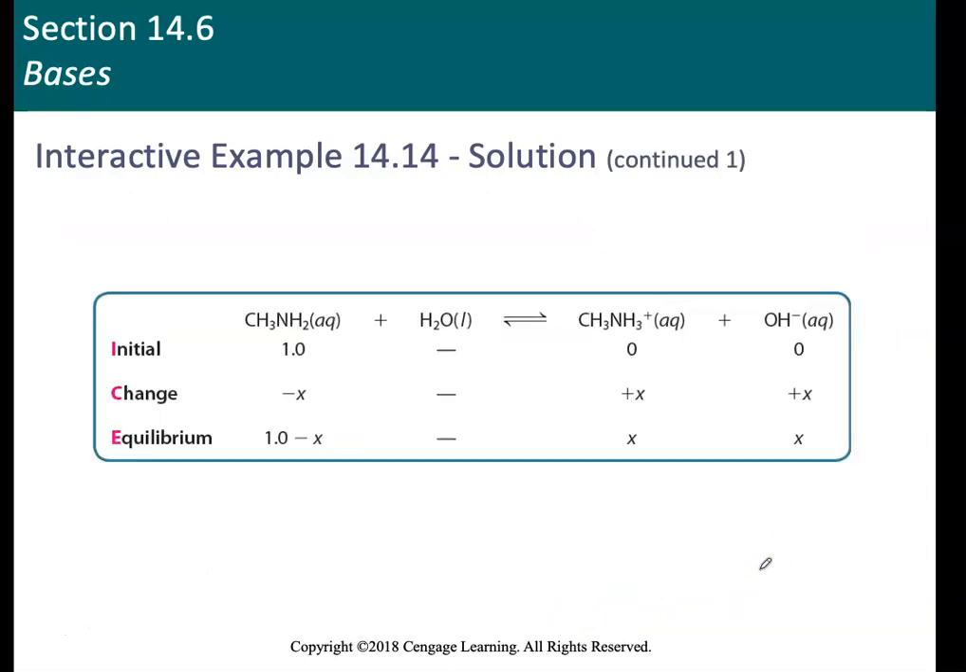Now we can set up the ICE table. The initial concentration is 1 for methylamine. There is 0 and 0. We don't have to worry about water because water is not included in the equilibrium. The change will be minus x, plus x, plus x. And so at equilibrium, we have 1 minus x, x, and x.